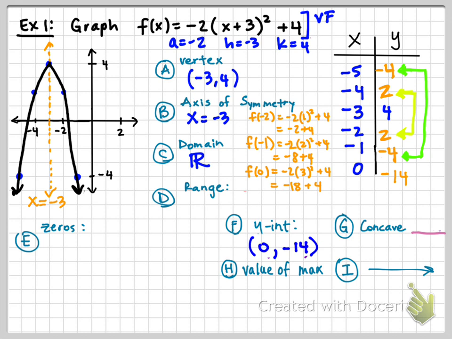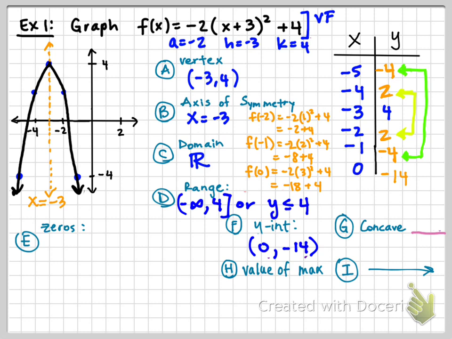Okay, in the meantime, the next question says, what is the range? So if I look at my graph, I notice my graph's going downward. So I could say -infinity all the way up until the y value of 4. Or I could say y is less than or equal to 4. Either one works for me, unless you're asked for interval notation, then you would need the first one.